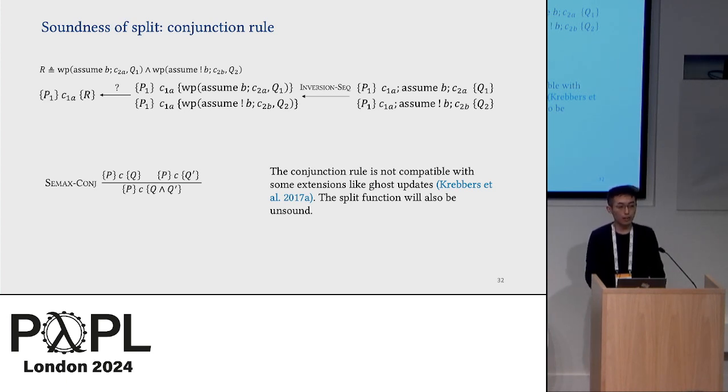In our paper, we give a counterexample showing that the control flow splitting will actually be unsound when the conjunction rule is inadmissible. Though the conjunction rule is provable in traditional Hoare-style separation logic, it is not compatible with some extensions like ghost updates, which are usually used in concurrent verification. That's because the verification of the same program can apply different ghost updates that may be conflicting. So in the current state, we don't support ghost updates in VST-A.